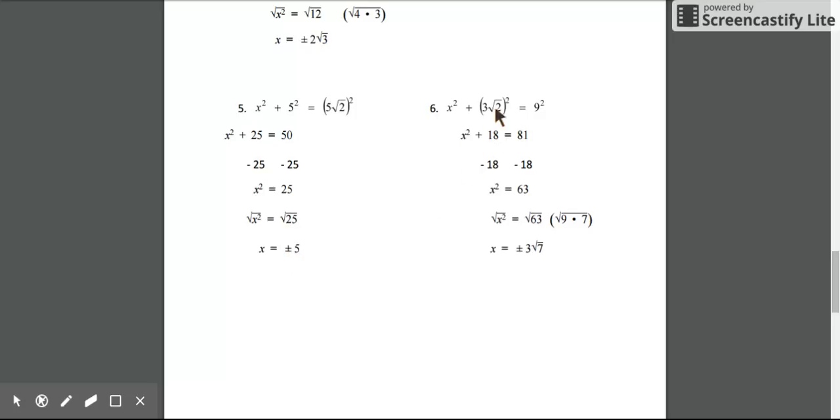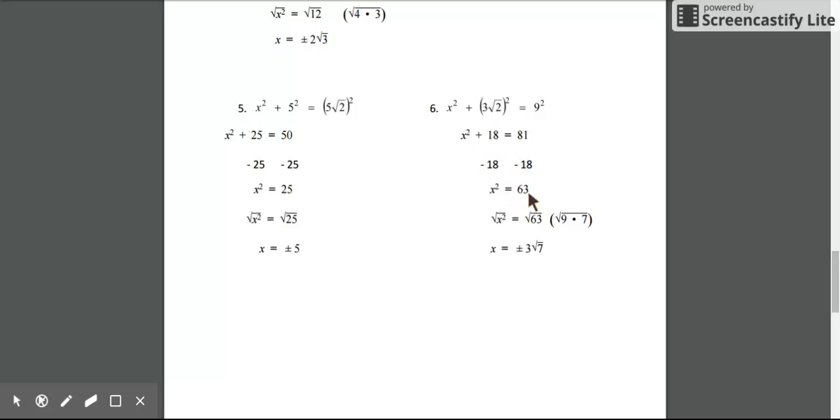One more example. Again, let's square this binomial. We're going to square 3. 3 squared is 9. The square root of 2 squared is 2, so 9 times 2 is 18. 9 squared is 81. Let's get x squared by itself and subtract 18 from both sides. So x squared equals 63.